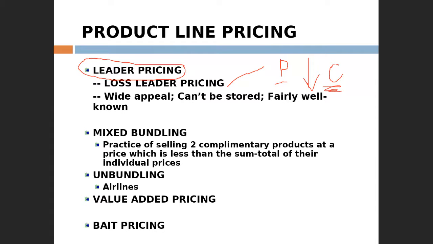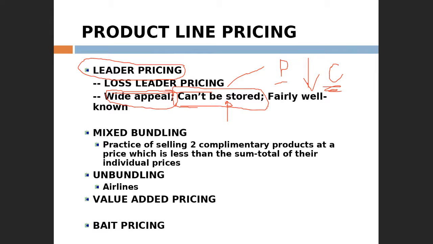But when you choose a loss leader item, you need to make sure that you take care of three things. Number one, that most people are likely to buy these products. It has a wide appeal. Otherwise, it makes no sense. Second, it cannot be stored or inventoried, because if you can store these things, people will buy them and store them in the garage, and you're going to lose a lot of money. So these are most likely to be perishable products, most likely, not always.